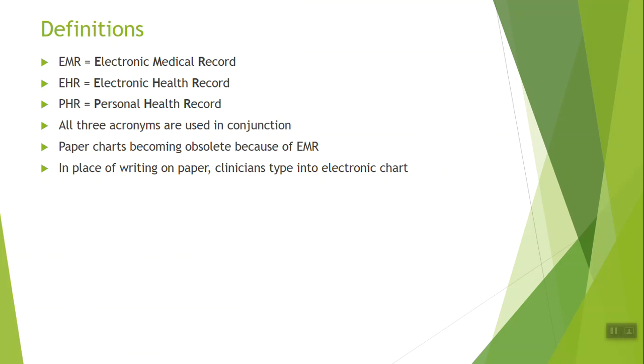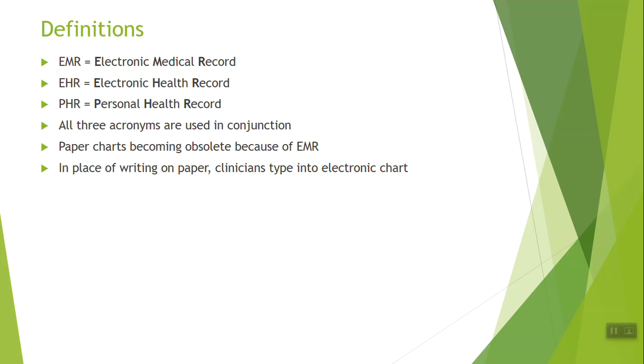So, to start, EMR is the electronic medical record. EHR is considered the electronic health record, and PHR is a personal health record. All three acronyms are used in conjunction, but it's important to know that they are technically different. The electronic health record is more a longitudinal collection of health information across patients and populations. The EMR, in contrast, is the patient record created by the provider.